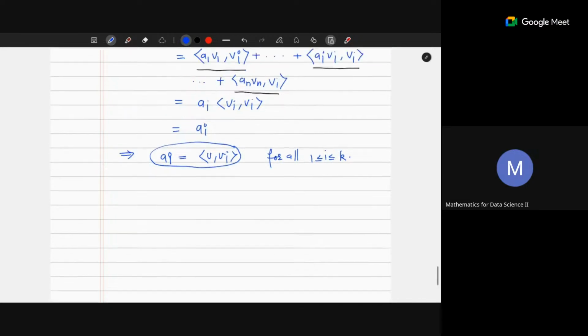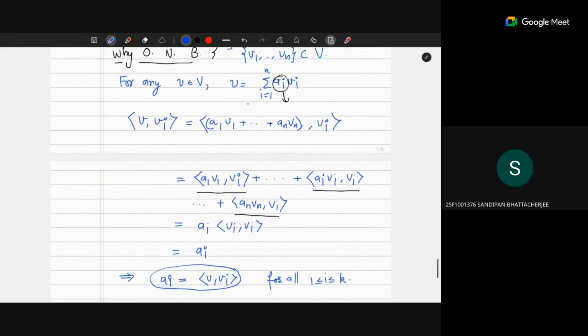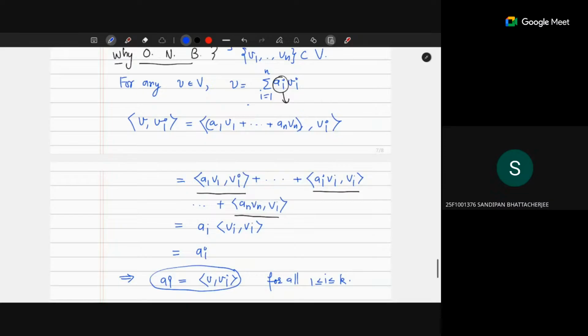Any questions? I have a question regarding this. When you do this linear expansion of the vector v, and you take the inner product of v with vi, is it in the more geometric sense that you are taking the projection of v across vi? Exactly. Correct. You are absolutely correct. This is precisely the projection that I'm taking in the direction of vi.